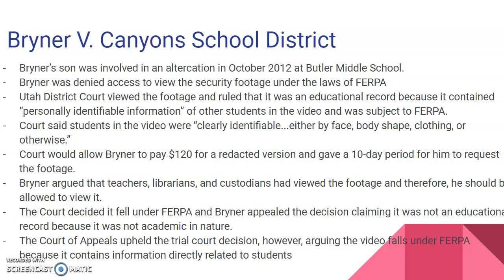The Court of Appeals upheld the trial court decision, however, arguing the video falls under FERPA because it contains information directly related to students. This was a historic case because this had no academic background, but it was still maintained under FERPA because of the information included in the video that related to other students.